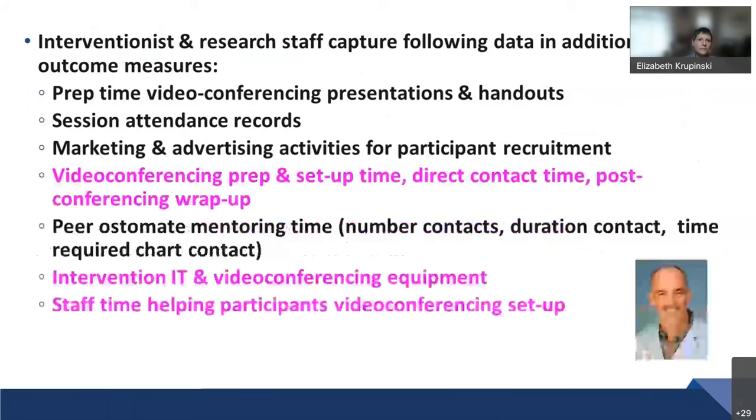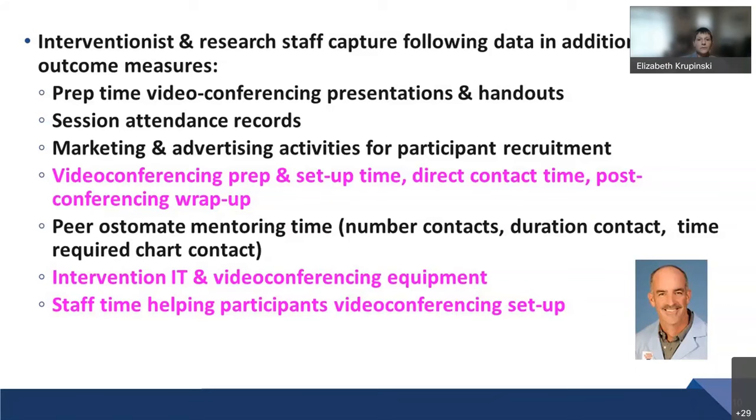And so there was a lot of data that was collected throughout the trial. Obviously the measurements from the patients, the ostomy study for self, the ones that I noted in the beginning, but we also recorded a lot about the actual sessions. The prep time for the video conferencing, the session attendance records, the marketing and advertising, the video conferencing prep and setup time, how much direct time was there with the patients before and after the sessions, post-conferencing wrap up, the mentoring time, the number of contacts and so on.